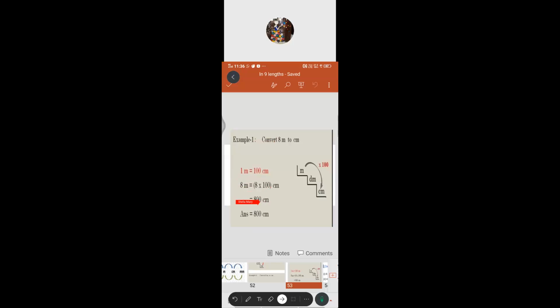This carries the marks for you. If you wrote 800 without the unit, that would be entirely wrong. It is mandatory to write centimeter there. Then only does it answer what they ask, to convert meter to centimeter. Written like this, it is the standard form. Now you have converted 8 meters to 800 centimeters by multiplying by 100. Shall we do the next example?